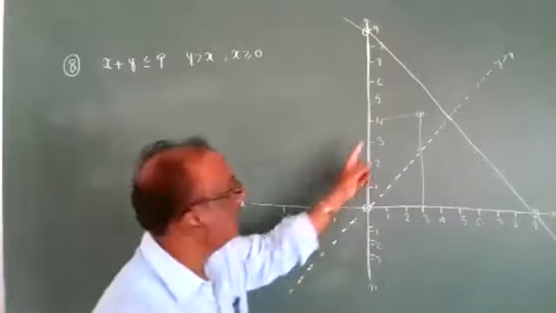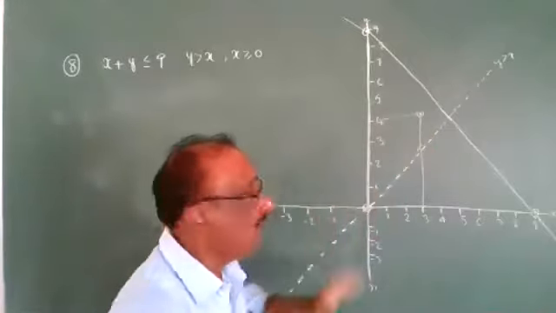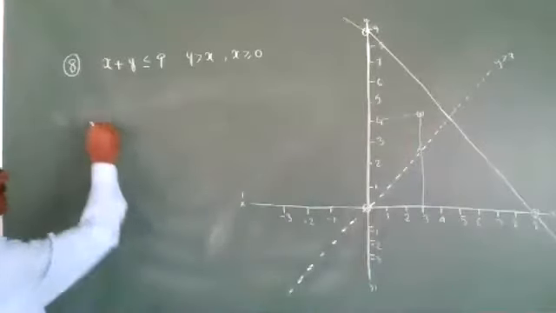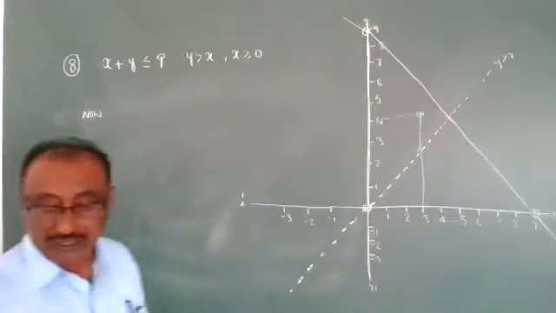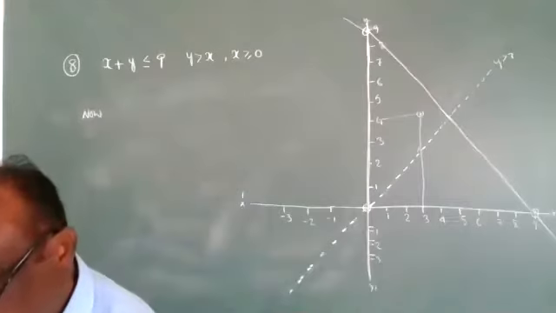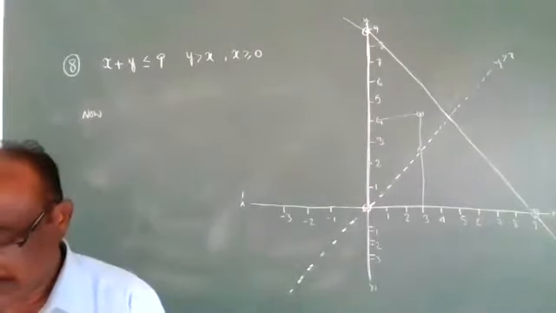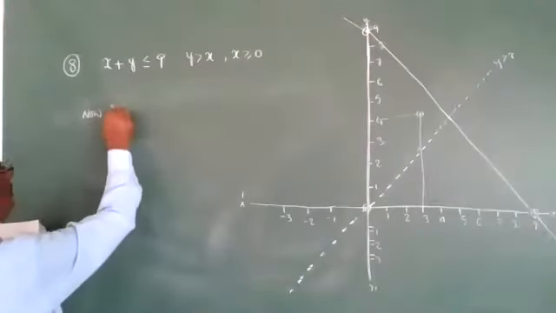Select between the three lines. 1, 2, 3. Within these three lines I have to select one point. The point I am going to select is 3, 4. Now everyone write down the point 3, 4.